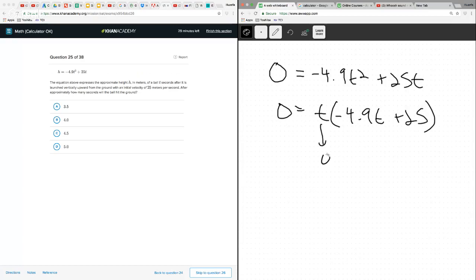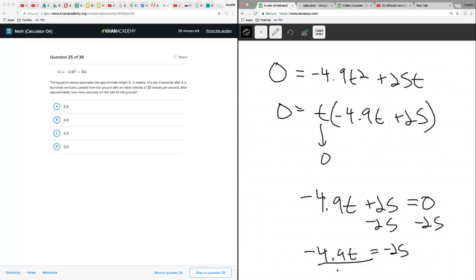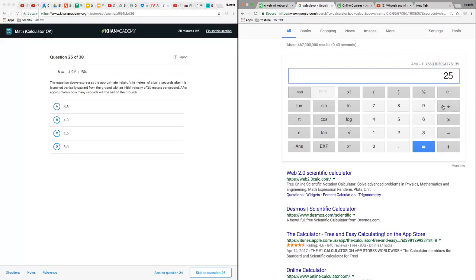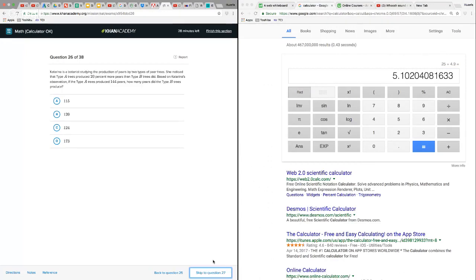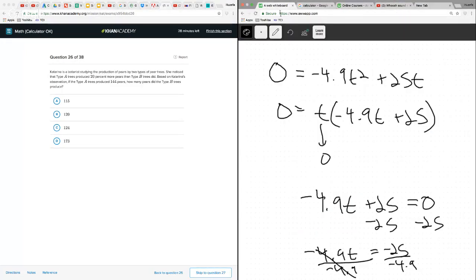t can either equal 0, because it starts at the ground, we assume, or we can say negative 4.9 t plus 25 equals 0. Solve for t. Subtract 25, subtract 25. Negative 4.9 t equals negative 25. Divide by negative 4.9 on both sides. Now let's use a calculator just to be easier. I'm going to ignore the negatives because the negatives cancel out. 5.10, and it says approximately, so we round down to 5. Lovely. Let's move on.